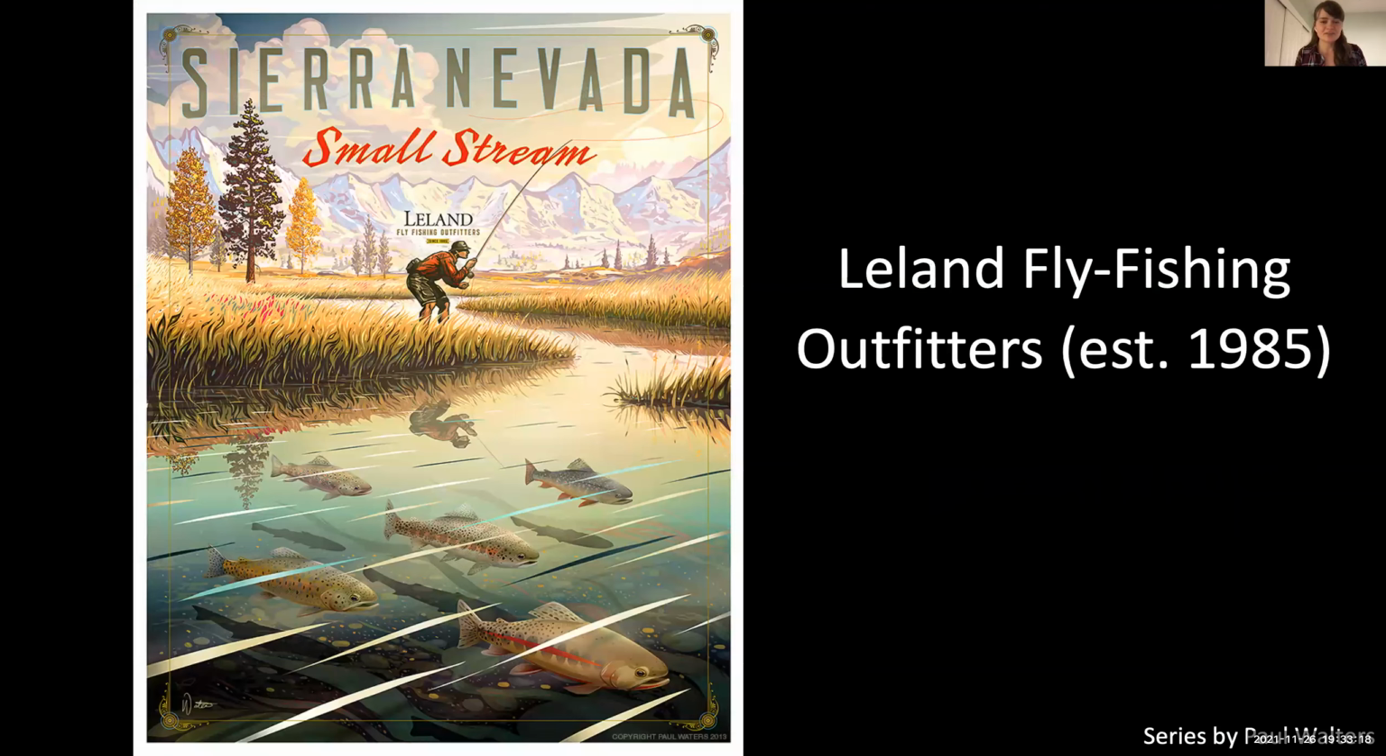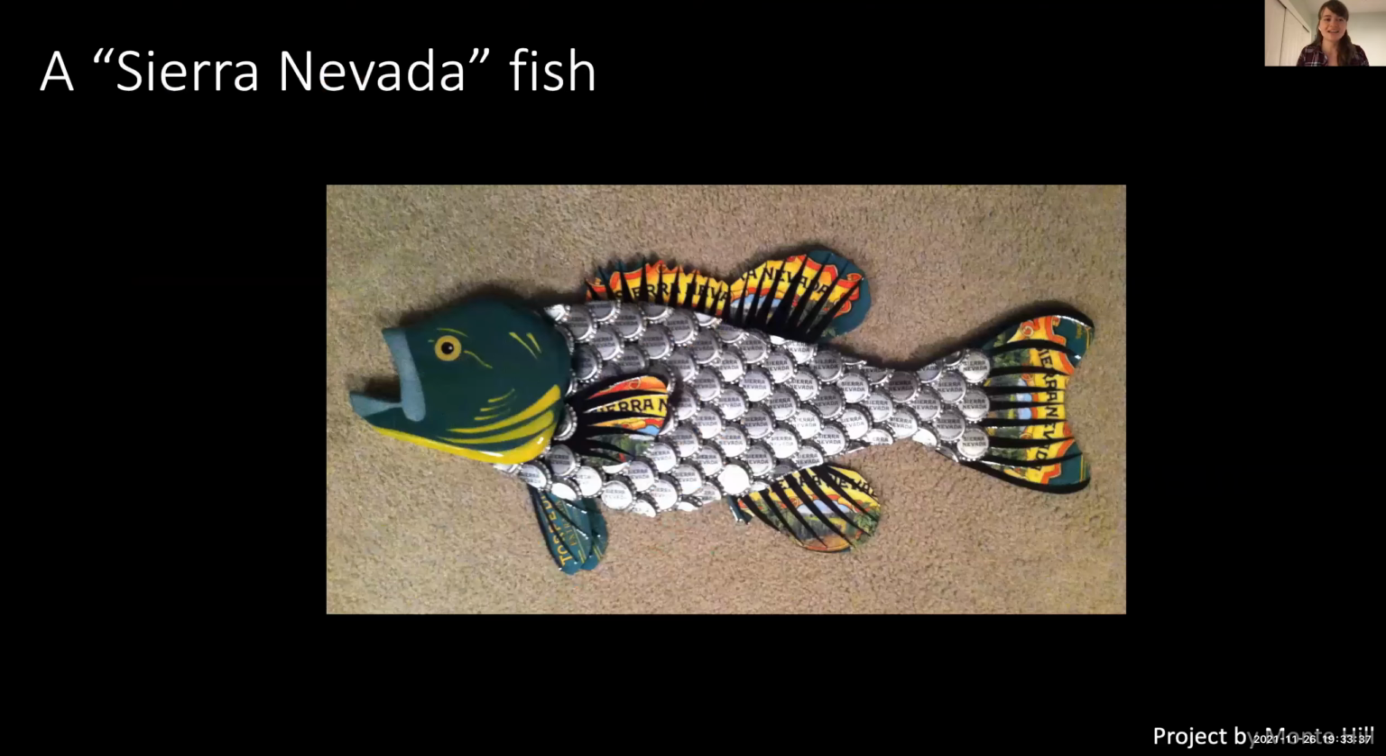This is an installment of a Fly Fishing Travel poster series, which I thought had a pretty neat perspective on the scene. It's showing an angler fly fishing and 5 different trout species in the foreground in this small Sierra stream, which is actually an unlikely scenario, as we'll get to later today. And of course, a true Sierra Nevada fish, which was constructed from Sierra Nevada bottle caps and epoxy resin.